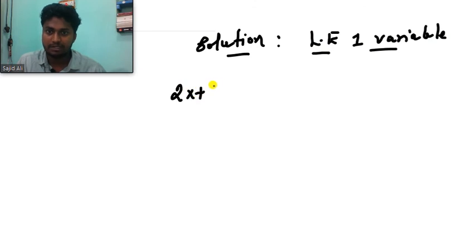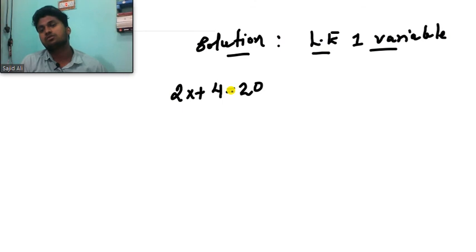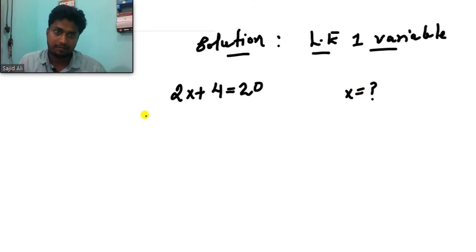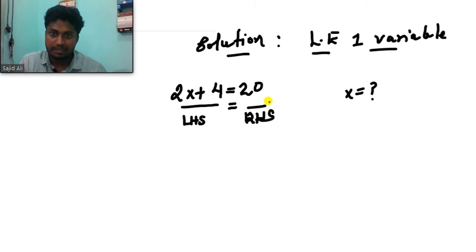2x plus 4 is equal to 20. This is a question. Now if I ask you what is the value of x, it means if you substitute the value of x, both LHS as well as RHS should be the same. Means in the RHS if you have 20, in the LHS if you solve this it should come as 20. So how to find that?